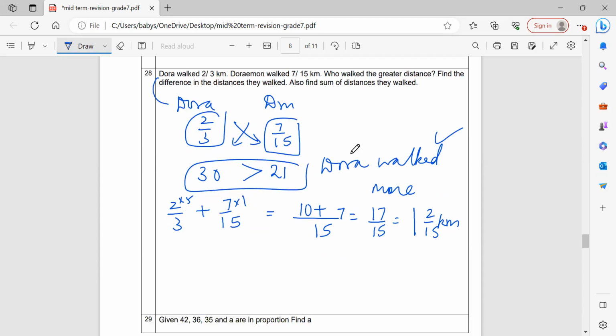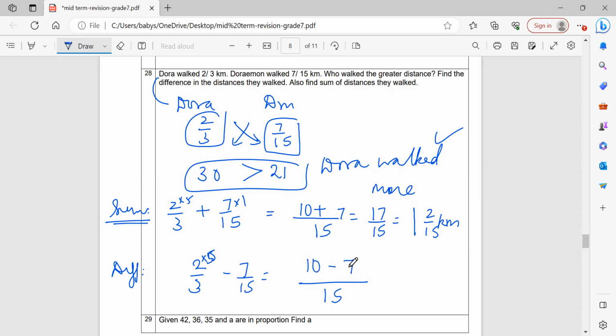Next is who walked the greater distance. Find the difference. The difference is that of Dora's and Doraemon's distance. So this is the sum of the distances they walk. The difference of the distances will be obviously Dora is more, right? So 2 by 3 minus 7 by 15. The same thing, but with the minus sign. Take LCM, 3 15s are 15. 2 5s are 10 minus 7, which is 3 upon 15.